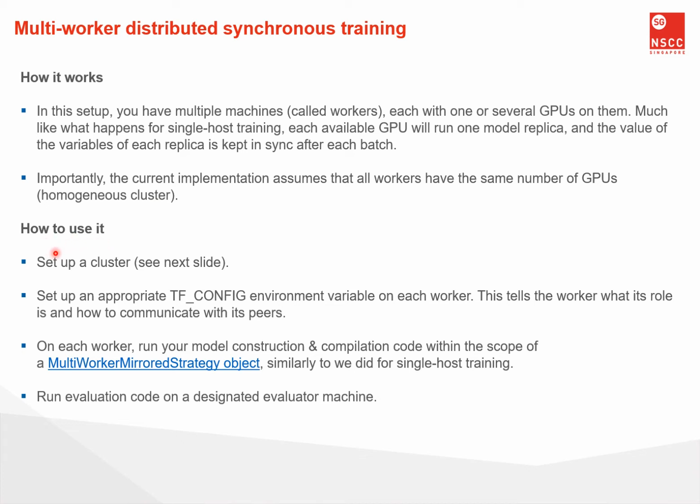So how do you use it? You set up the cluster, which is in the next slide. Then you set up an appropriate TF_CONFIG environment variable for each worker. This tells the worker what its role is and how to communicate with its peers. On each worker, run your model construction and compilation code within the scope of the MultiWorkerMirroredStrategy object, similar to what we did for the single host training. Run the evaluation code on the designated evaluation machine.